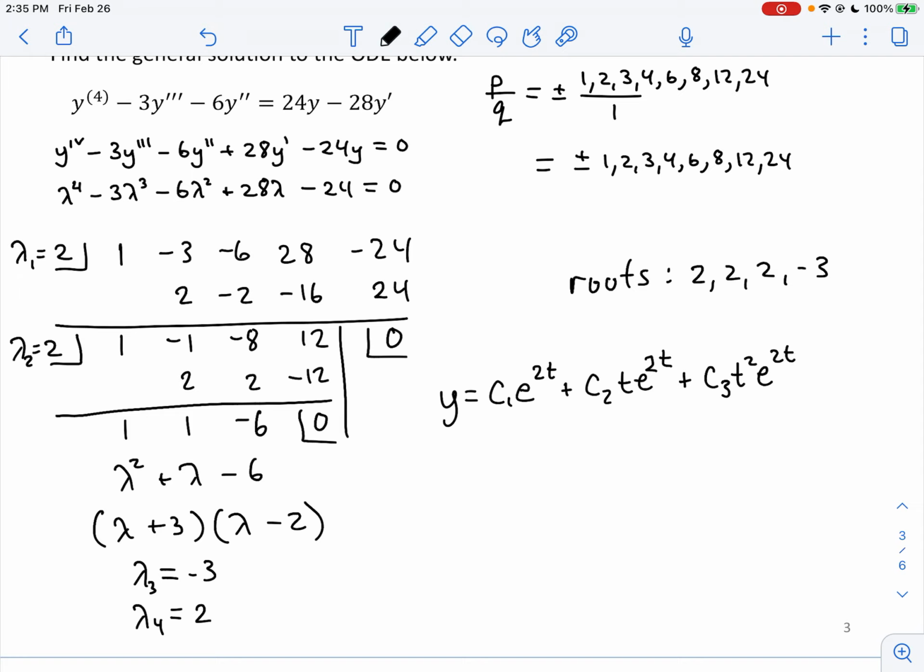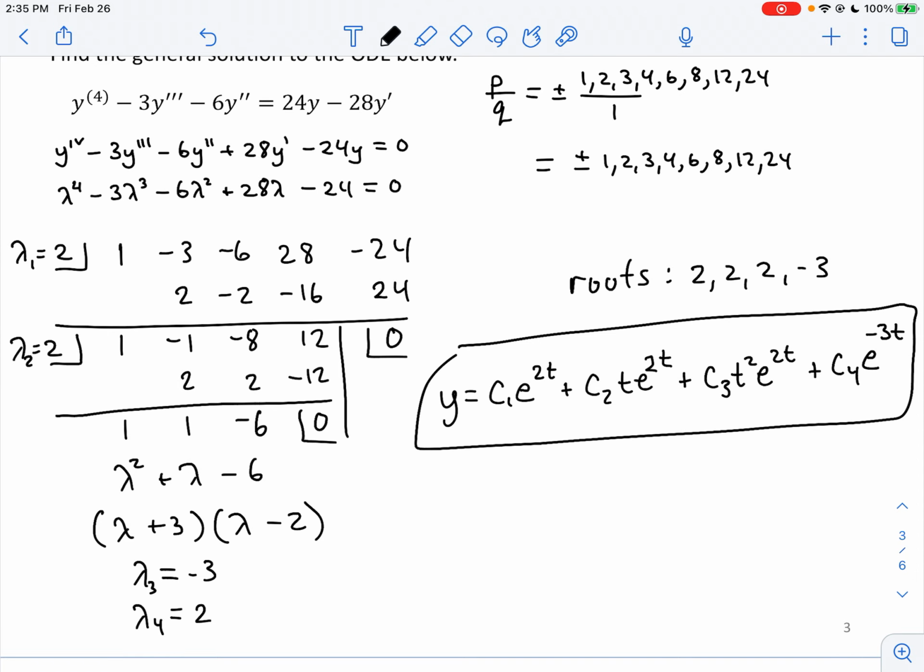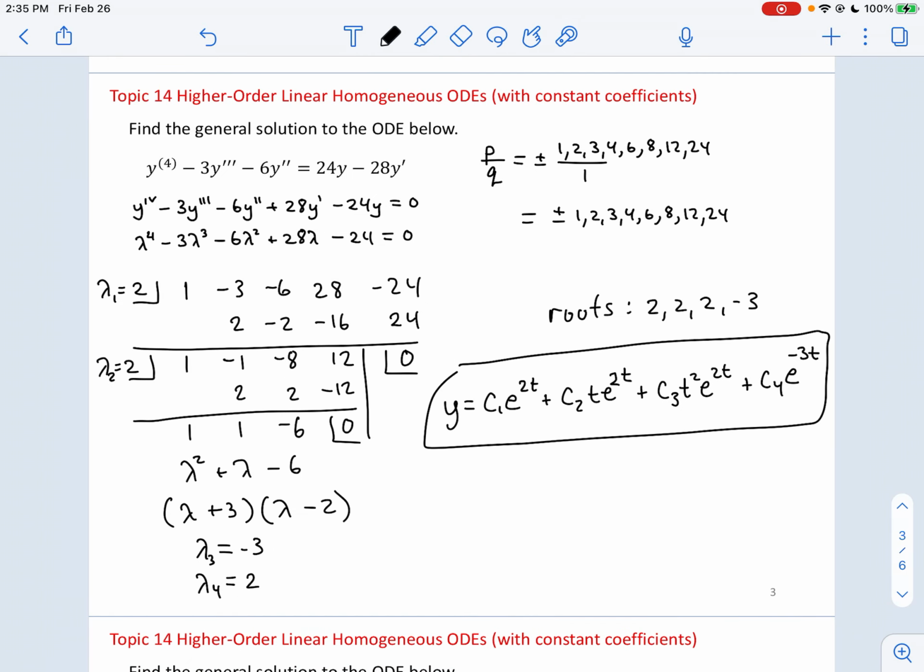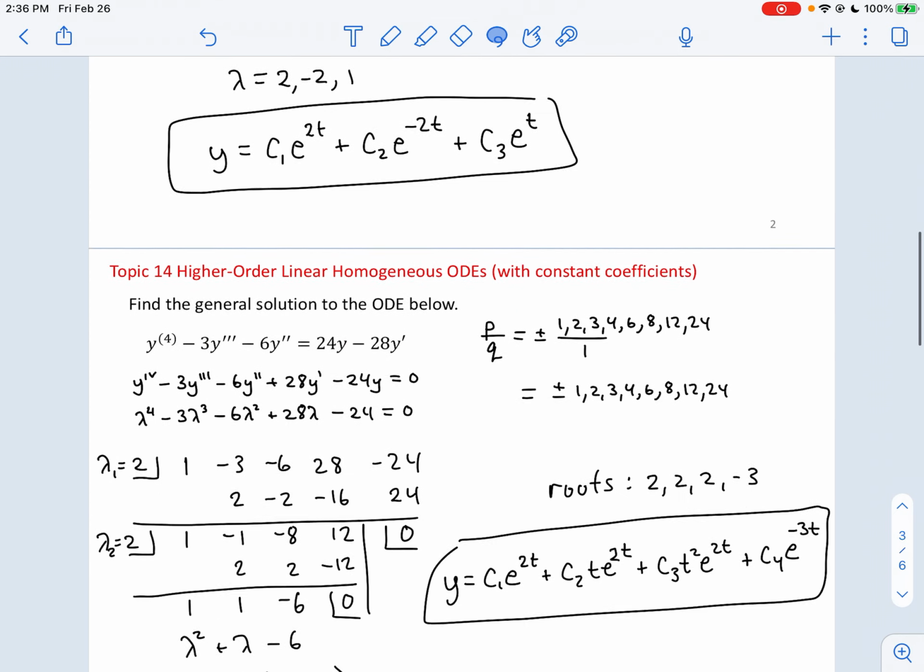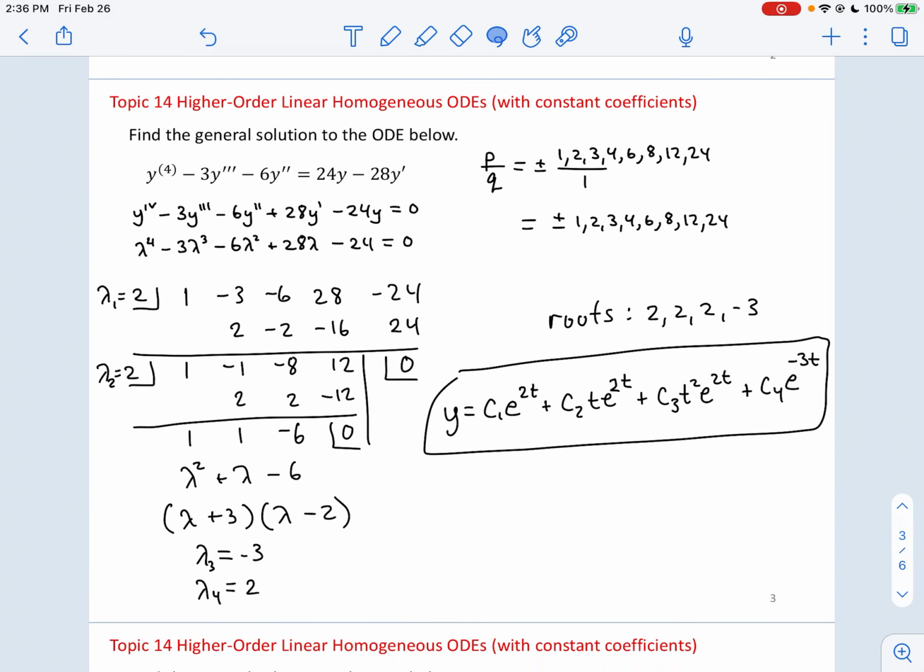Now we shift to the negative 3, so it's going to be plus c4, and we start fresh, so just e to the negative 3t. And this creates our general solution. So looking back at our table, when I say lambda is equal to a, a real number repeated n times, that one lambda, like lambda 2 in this case, gave us 3 different linearly independent terms. And then the new lambda, lambda equals negative 3, repeated once, gave us the last one, using negative 3 as a. And that's how we got these 4 linearly independent terms.